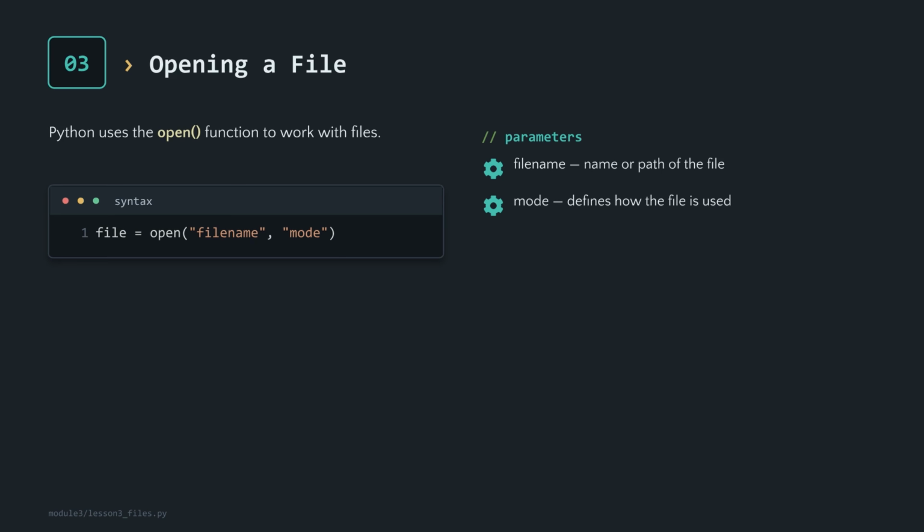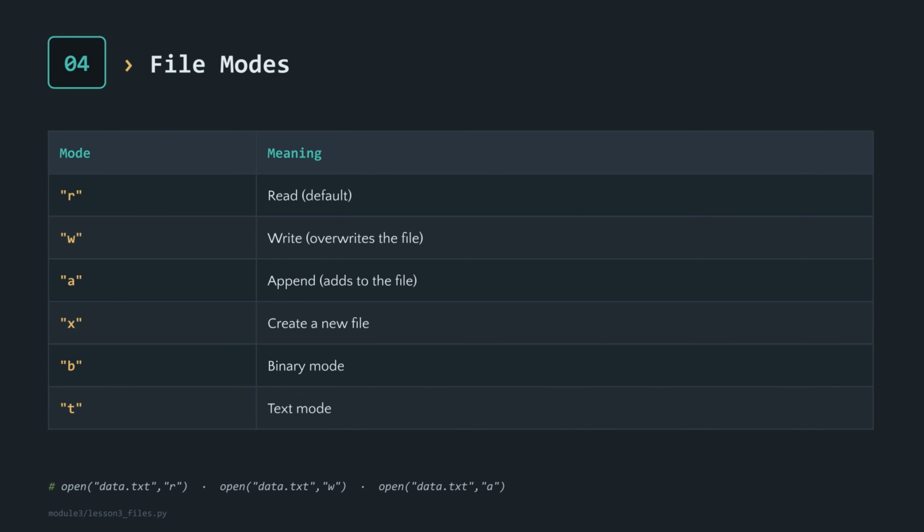To work with a file in Python, use the open function. It requires two main arguments, the file's name or path, and the mode, which dictates whether you are reading, writing, or appending. Getting these parameters right is the first step in every file operation. Let's review the common file modes. R is for reading, W is for writing, but be careful, it overwrites existing data, and A is for appending, which adds content to the end. These are the three modes you'll use most often when managing data.